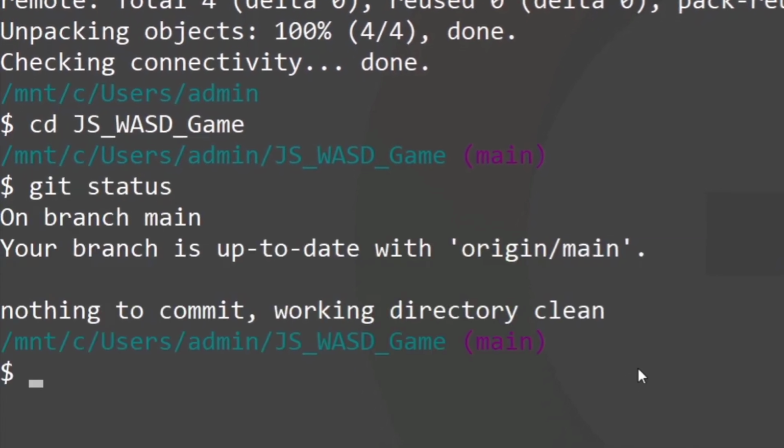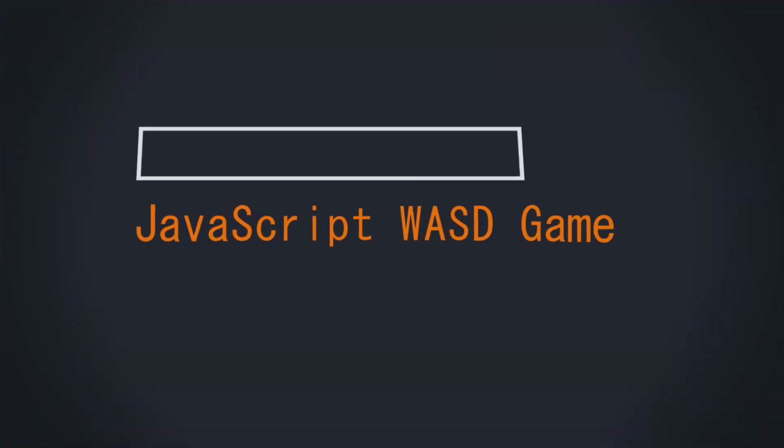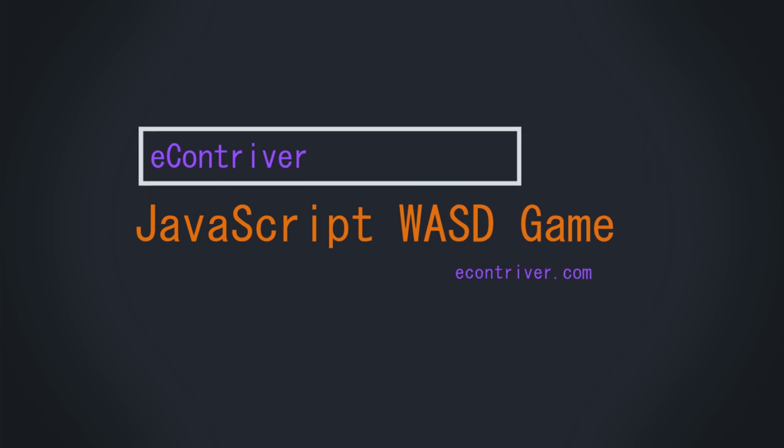Today we're going to look at a JavaScript game that'll use WASD to move a little dot around the screen. One of the first things that we're going to do today is open up a browser and go to GitHub.